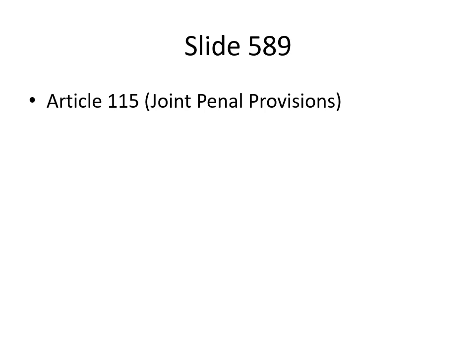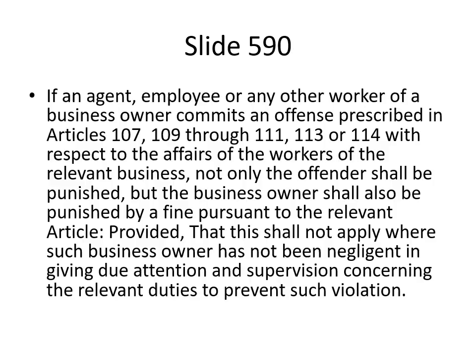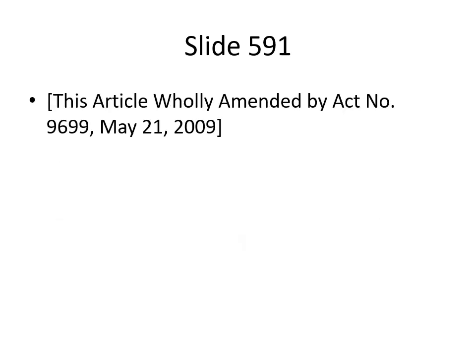Article 115, Joint Penal Provisions. If an agent, employee or any other worker of a business owner commits an offense prescribed in Articles 107, 109 through 111, 113 or 114 with respect to the affairs of the workers of the relevant business, not only the offender shall be punished, but the business owner shall also be punished by a fine pursuant to the relevant article, provided that this shall not apply where such business owner has not been negligent in giving due attention and supervision concerning the relevant duties to prevent such violation. This article wholly amended by Act No. 9699, May 21, 2009.